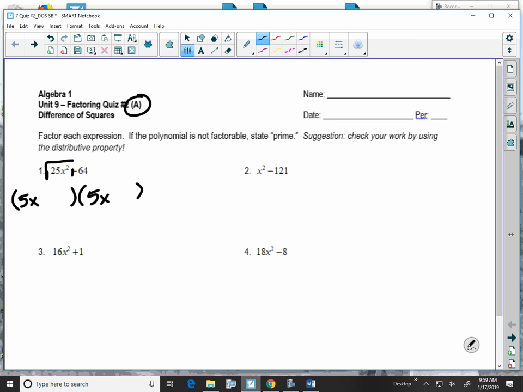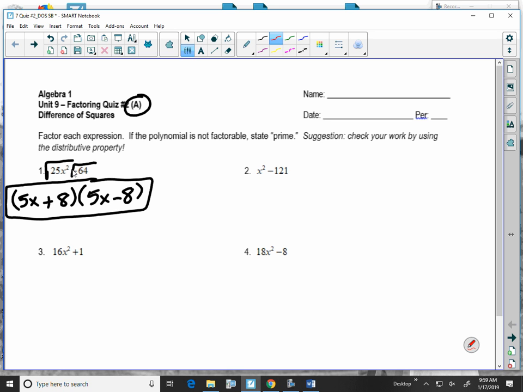Next, we would take the square root of the second term. The square root of 64 is 8. So that is the second part of each parenthesis. And then each answer will get a plus and one will get a minus. So you should have opposite signs for that answer. And that is your final answer for number 1.